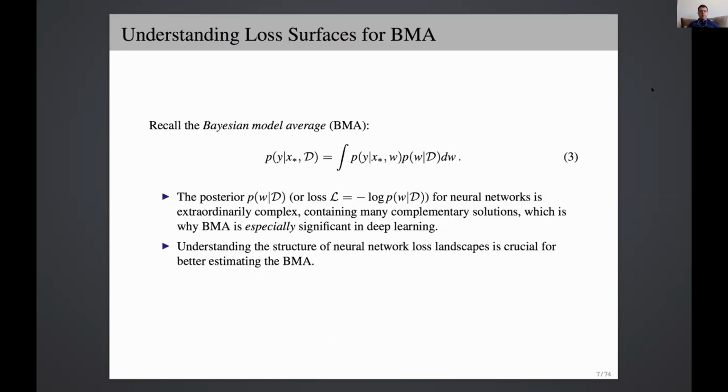Recall that the Bayesian model average that we often want to be computing can be expressed as in equation 3 here, where we have an integral of our conditional predictive distribution multiplied by our posterior. And as I've been saying, the posterior for neural nets, which has a direct relationship with the loss in many cases, since the loss is often defined as a negative log posterior, is very complex, very multimodal, and contains many complementary explanations. This is why the Bayesian model average is particularly significant in deep learning, but it's also why we really need to understand the structure of these loss landscapes.